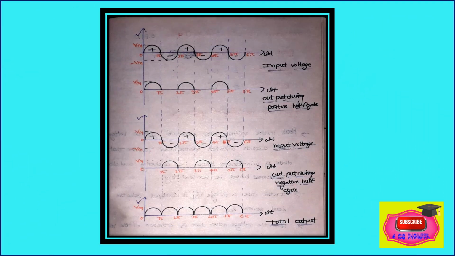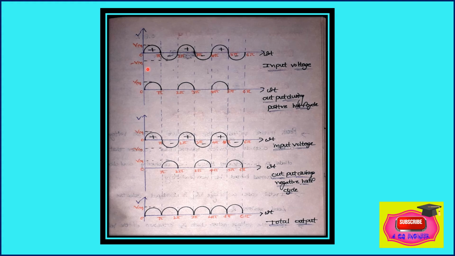During the positive half cycle, diodes D1 and D3 are in forward bias, and D2 and D4 are reverse biased or open. During the negative half cycle, diodes D1 and D3 are reverse biased, and D2 and D4 are forward biased. Now go to the input and output waveforms of the bridge rectifier, or full wave rectifier without center tap transformer.